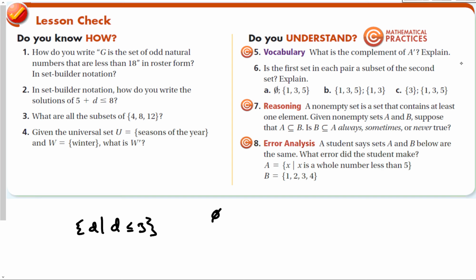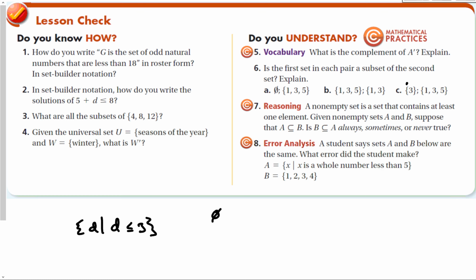Is the first set in each pair a subset of the second set? Is the first set a subset of this? Yes, the empty set is a subset of everything. 1, 3, 5, a subset of 1 and 3? No, 5's not in there, so not a subset. 3, a subset of this? Yes, 3 is inside the second set.